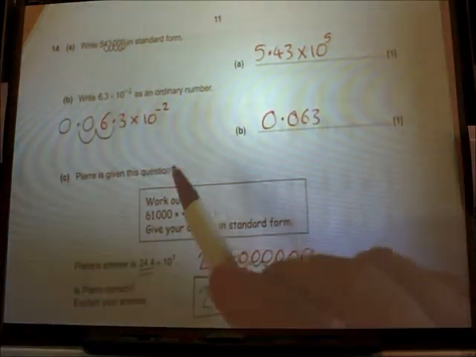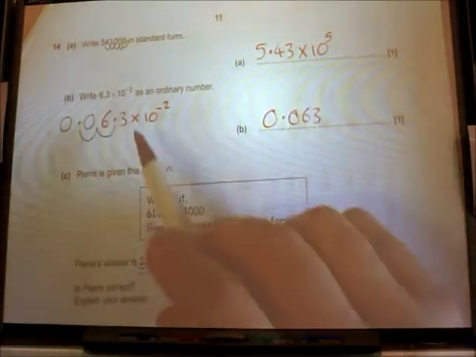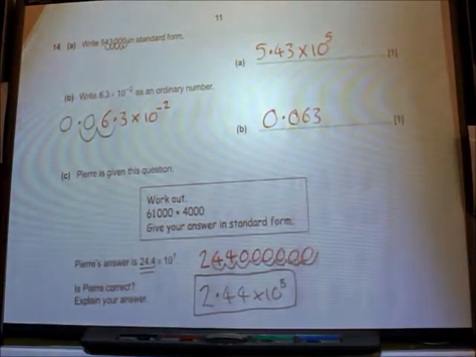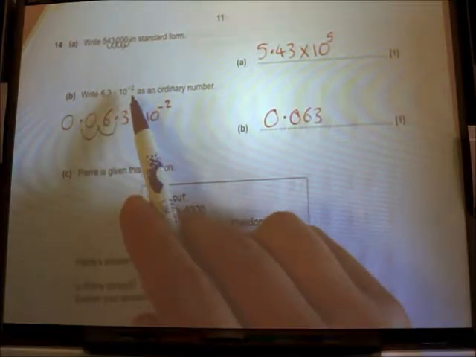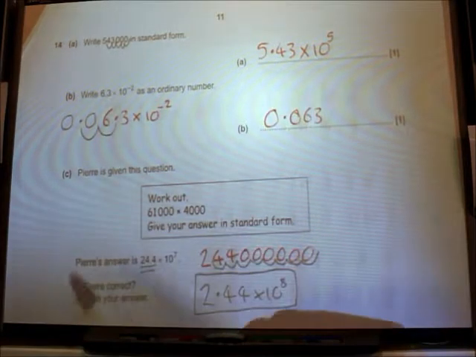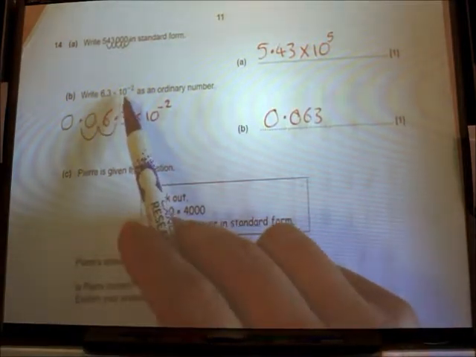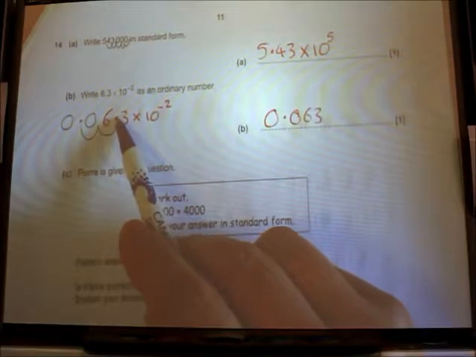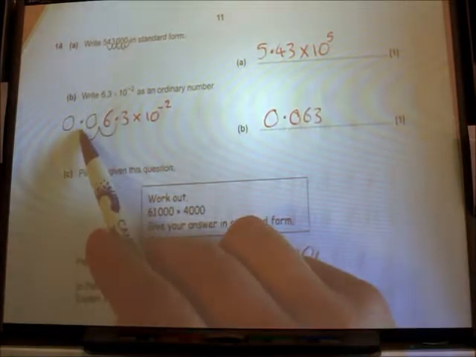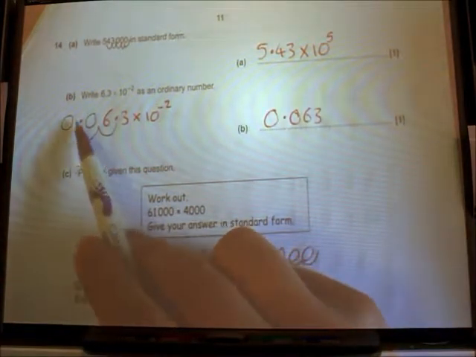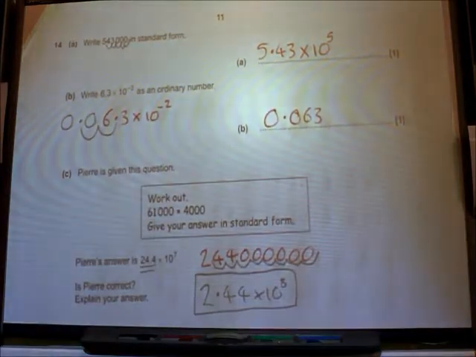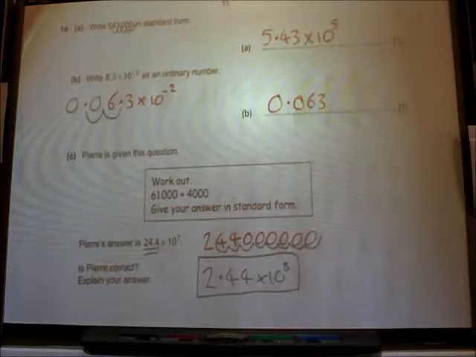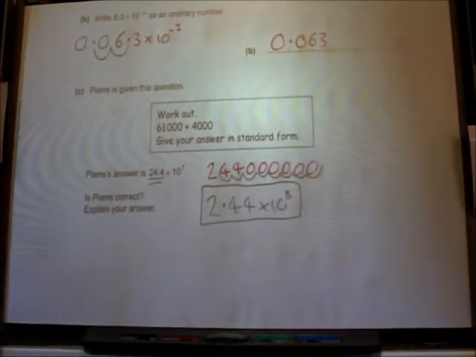Part B, write 6.3 times 10 to the minus 2 as an ordinary number. Well, I've written it here in red, 6.3 times 10 to the minus 2. Because it's to the minus 2, that tells you the decimal point is going to move the other way, or the way I used to remember it when I was at school, it means it's going to be quite a small number. So we're going to move the decimal point 2 spaces this way to make it smaller, and you see I've done that. So the answer will be 0.063.